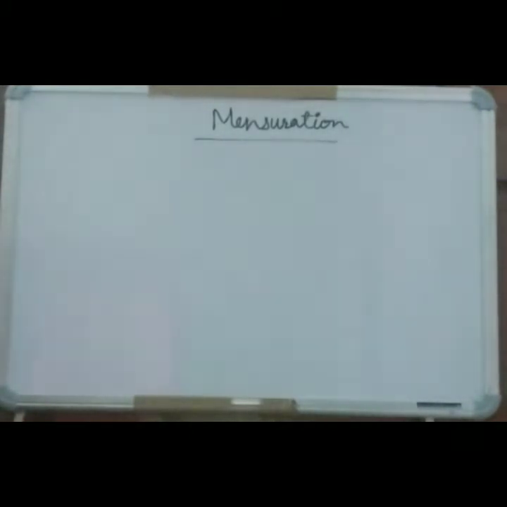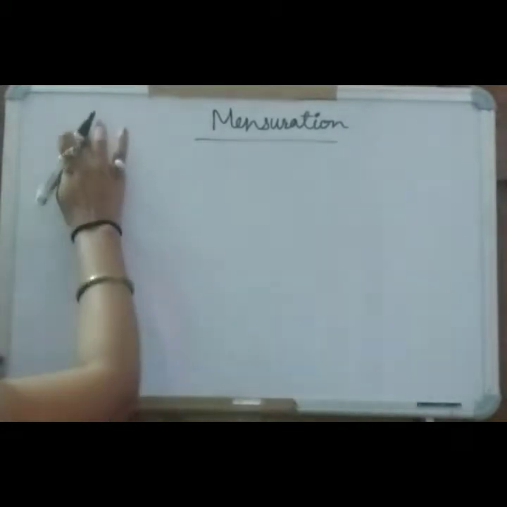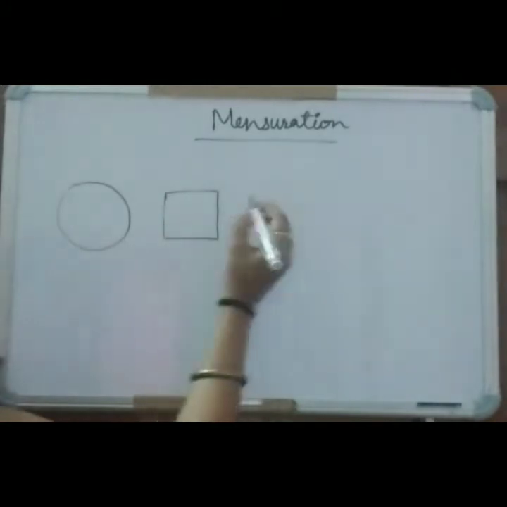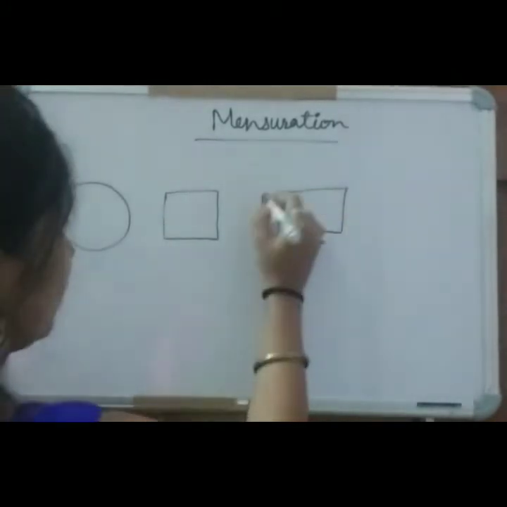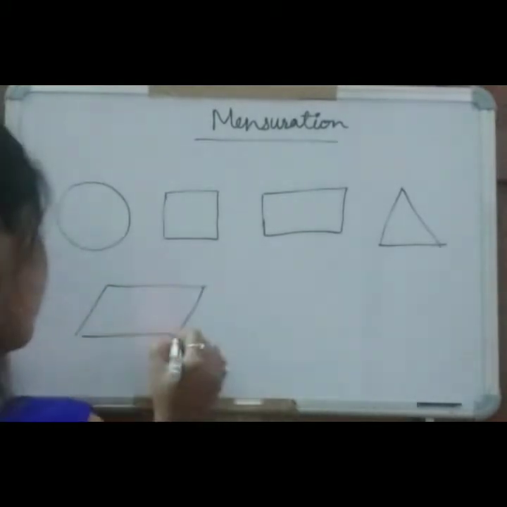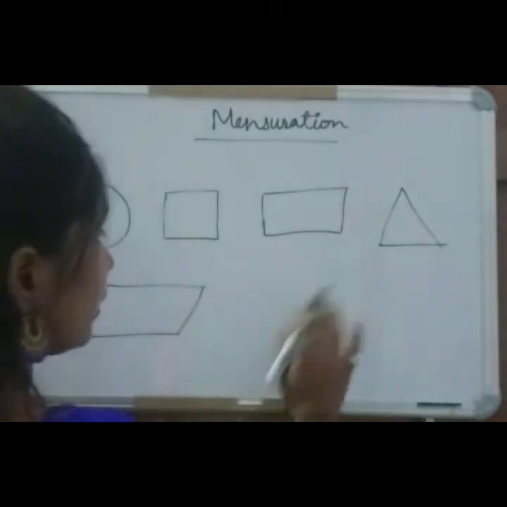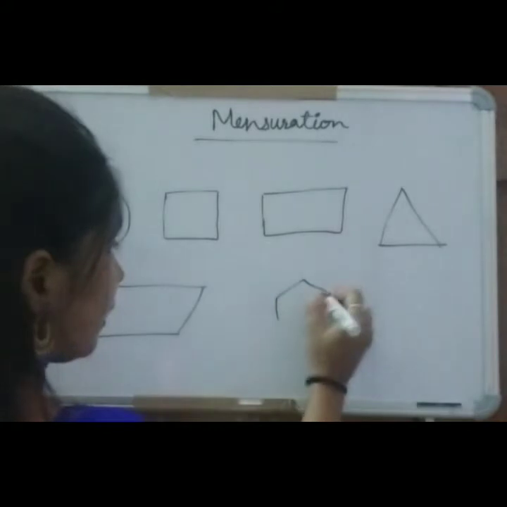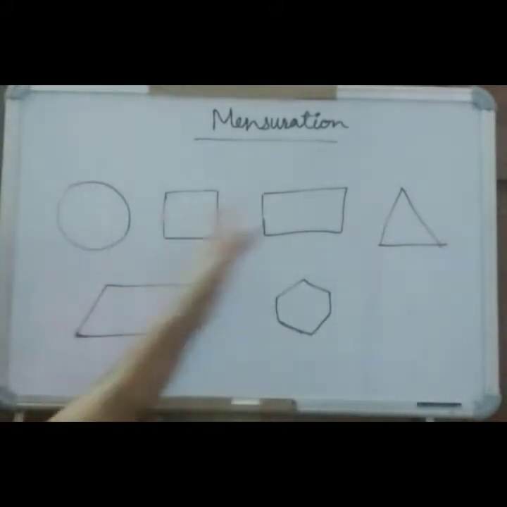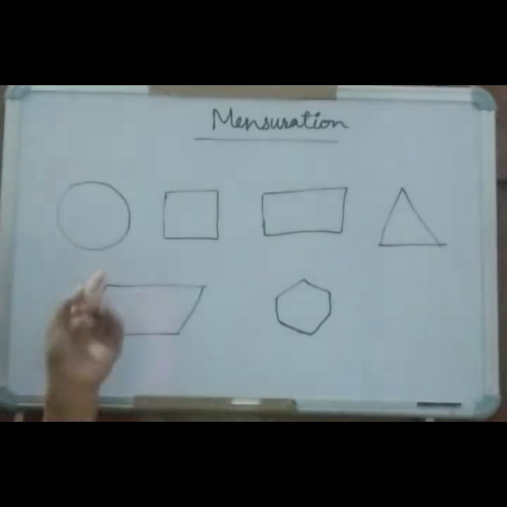Okay. So first of all, we all know about the shapes. This is circle, this is square, rectangle, triangle, parallelogram, okay, and hexagon. All these we have learned as polygons. These all are polygons, and this one is a curve, the circle. This is circle.